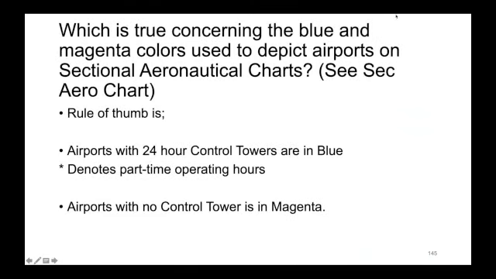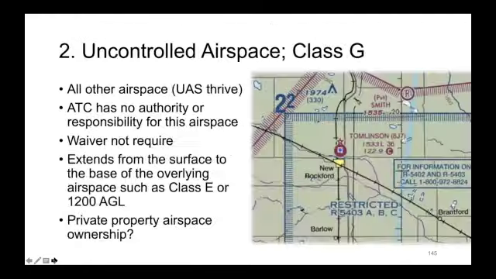Which is true concerning blue and magenta colors used to depict airports on the charts? The rule of thumb is airports with 24-hour control towers are in blue. That's your Charlottes and Asheville's and Los Angeles and Atlanta. If there's an asterisk there, it denotes that they're part-time operating hours. It could be they close at midnight and open back up at 6 a.m. And then magenta is airports with no control tower. That way you know that there's no one there to talk to. Maybe an airport manager, but that's about it.